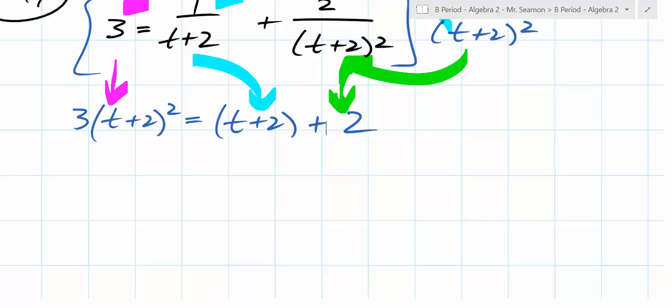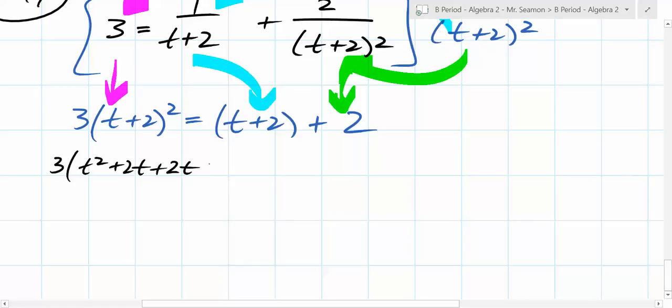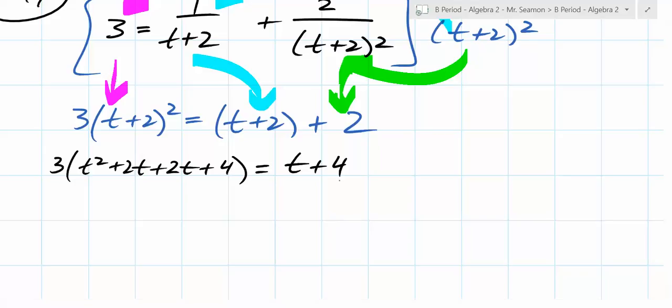So at this point, is this a quadratic? Yes. Is it in standard form? No. One word for what we have to do next. Yeah. You have 3 times t squared plus 2t plus 2t plus 4. Do you see that parenthesis I put there? Just make sure you put it there because that 3 is multiplying by everything next to it. Everything. I just multiplied this out. Yeah. And then t plus 2 plus 2.